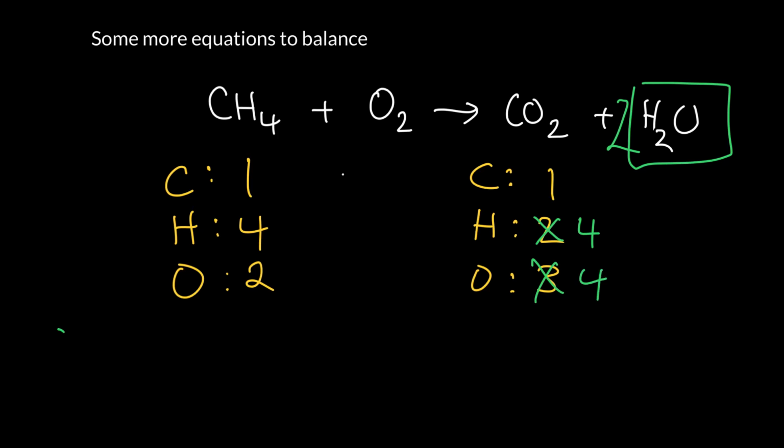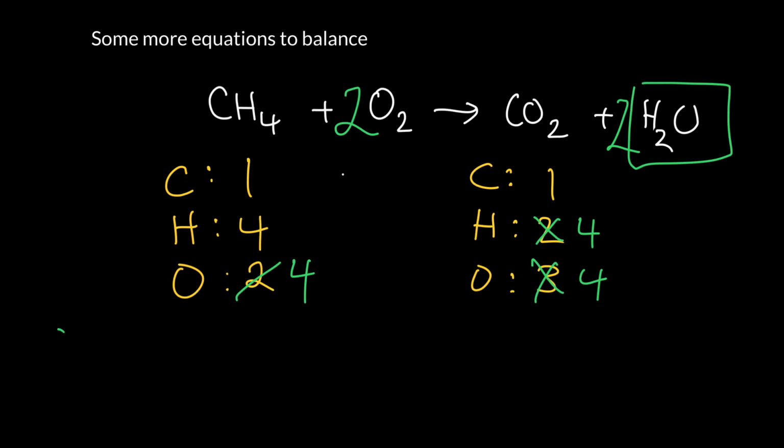And the carbons and hydrogens are now balanced, but the oxygens are not. And again, we've got too many on the right. We've got 4 oxygens on the right. We've only got 2 on the left. And so where does oxygen come from? It comes from just O2. So in order to balance that out, we have to put a coefficient of 2 in front of here, and that changes that 2 to a 4.